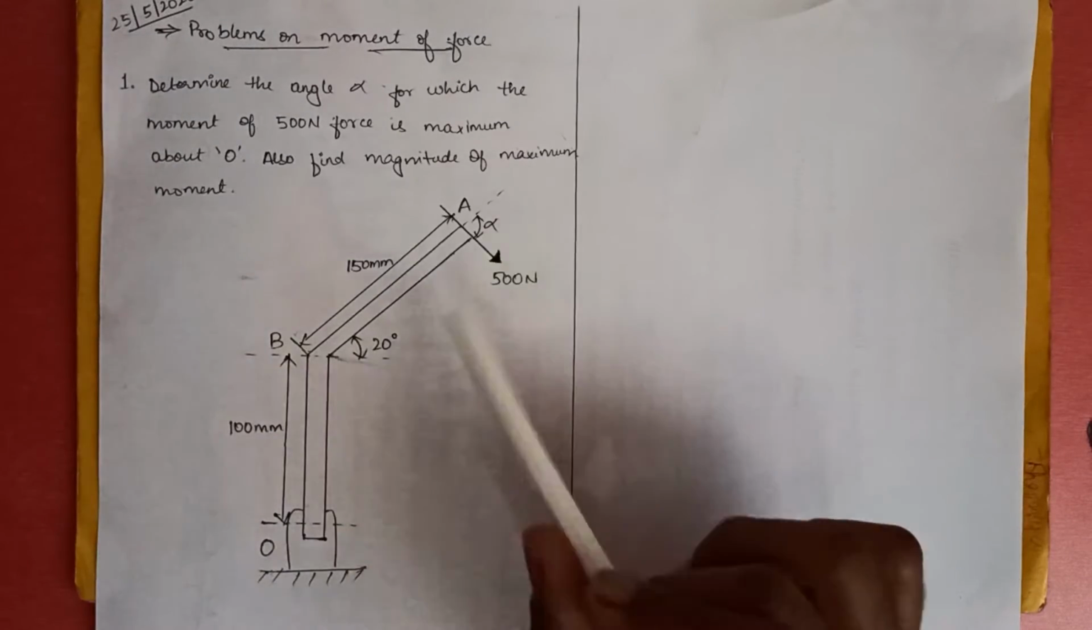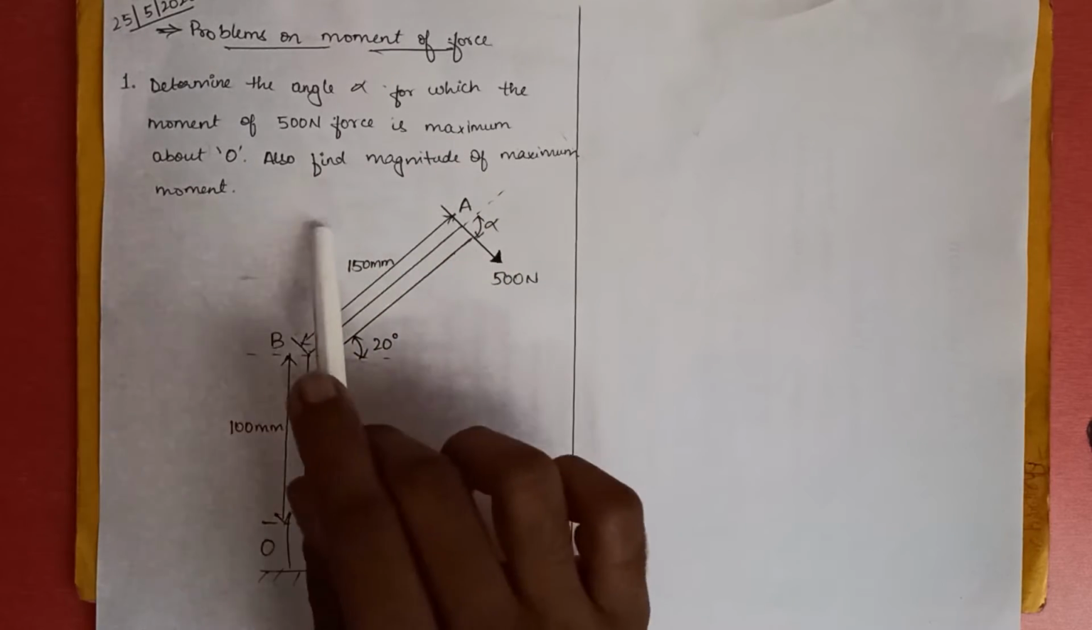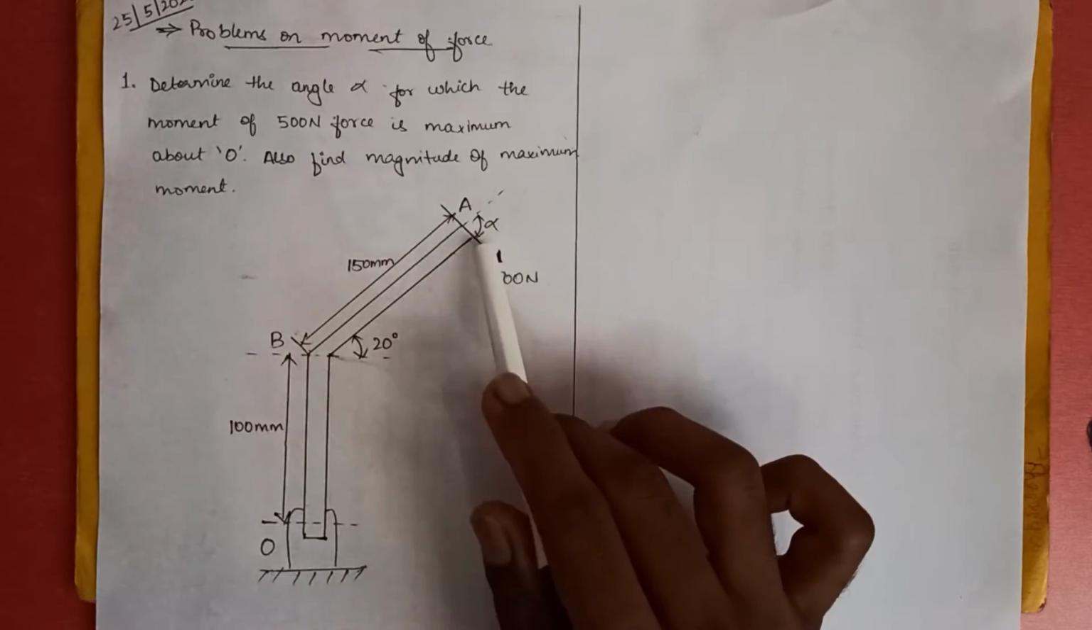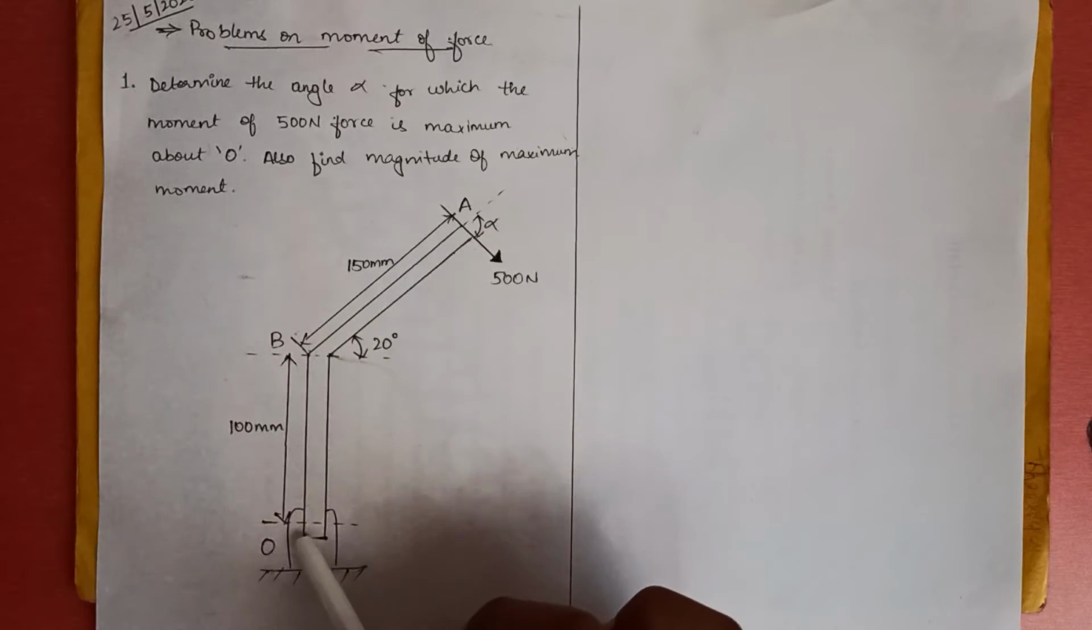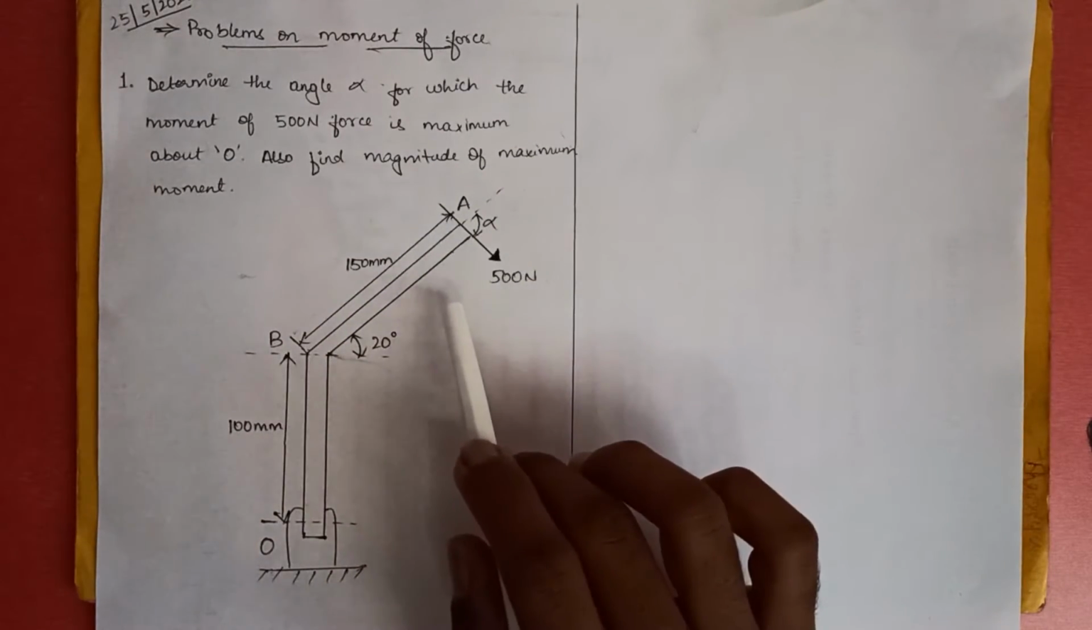The first step will be to find the angle alpha. The second step is to find the magnitude of the maximum moment. To find this angle alpha, we first need to construct an imaginary line connecting point O to point A. We need to find the angles using the cosine rule.